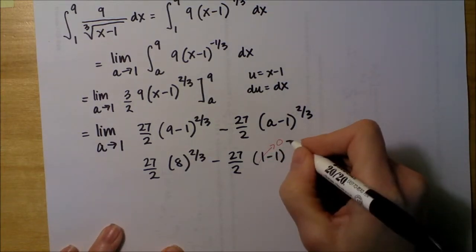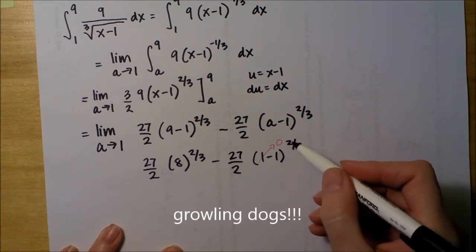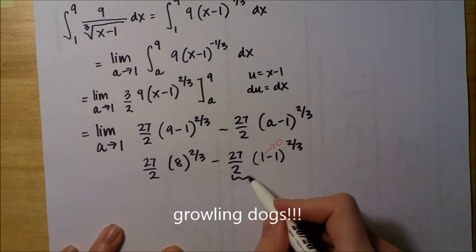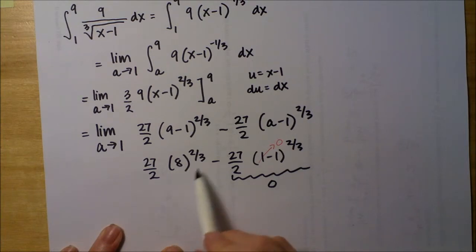And can we take 0 to the 2/3 power? Sure, that's just taking the cube root and then squaring it, and we can do that. So this whole part here is equal to 0, and the value of the limit is just what we get here.